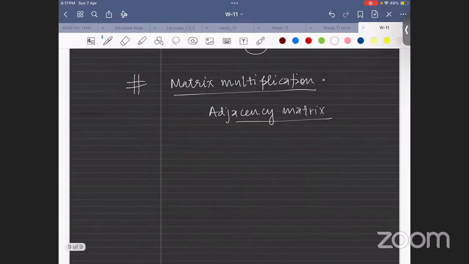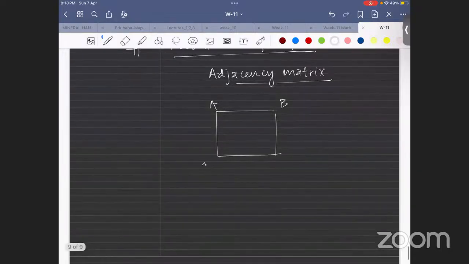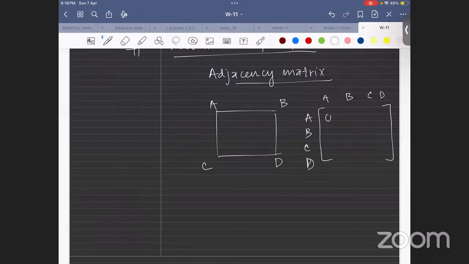So this matrix you can directly write it, right? For a simple graph with vertices A, B, C, D, what should be the adjacency matrix? A to A is 0, A to B is 1. A to C, there is a connection, right? So A to C is 1. A to D, there is no connection.